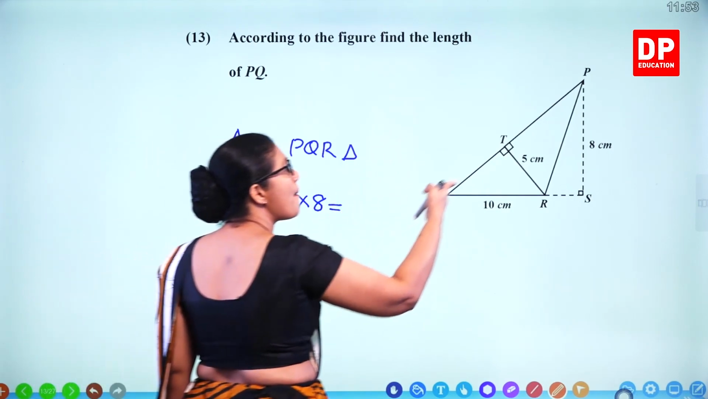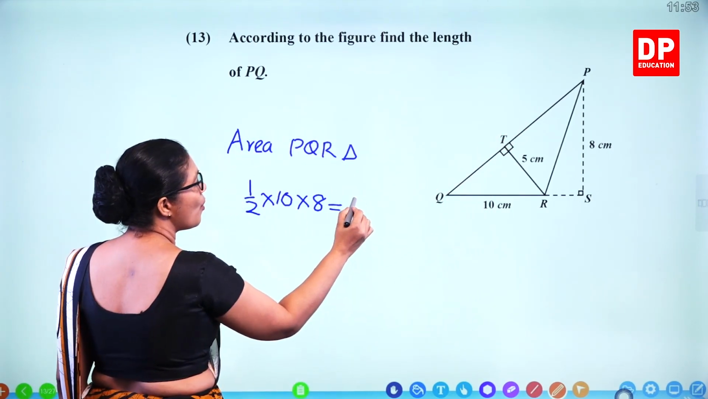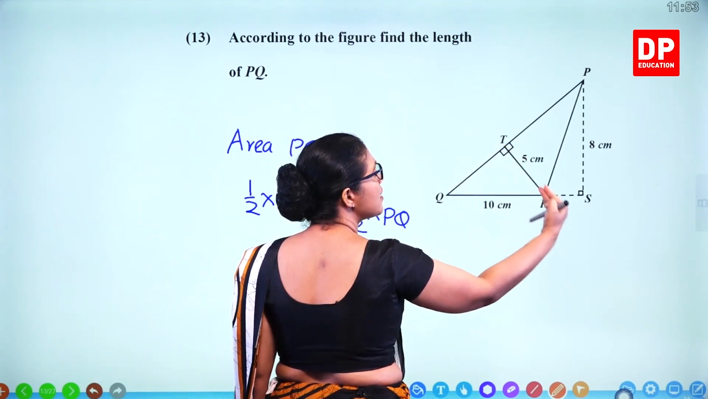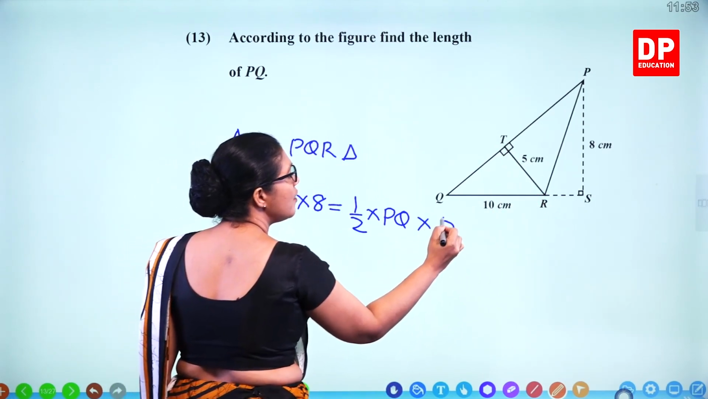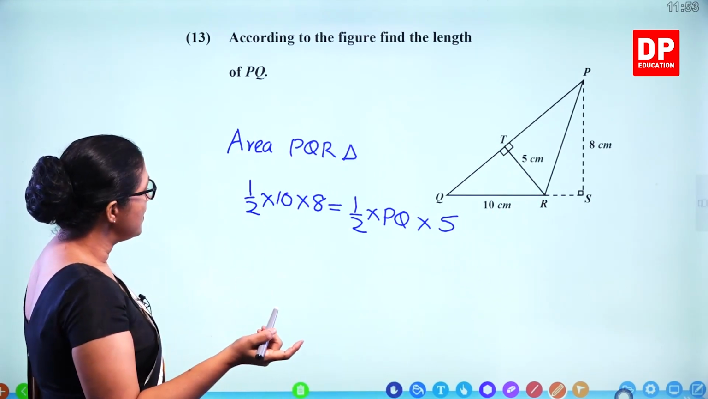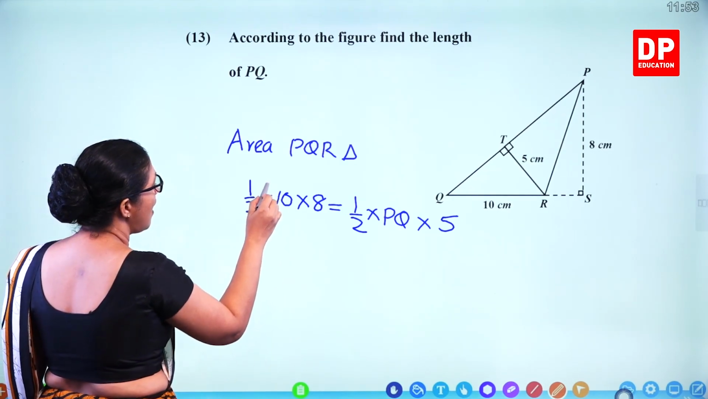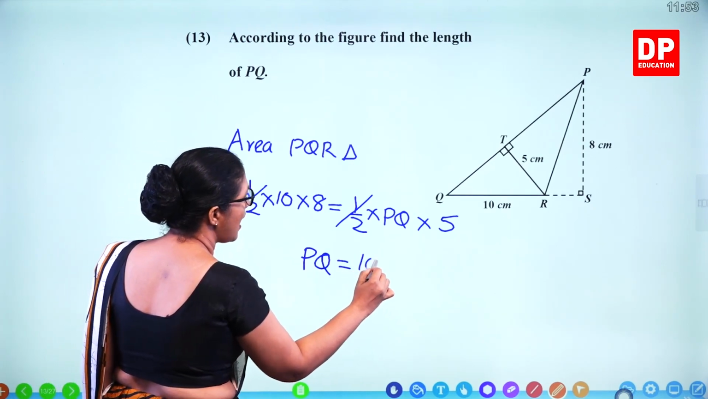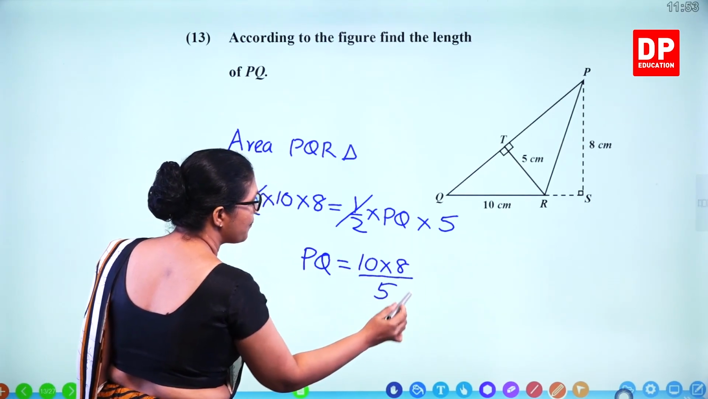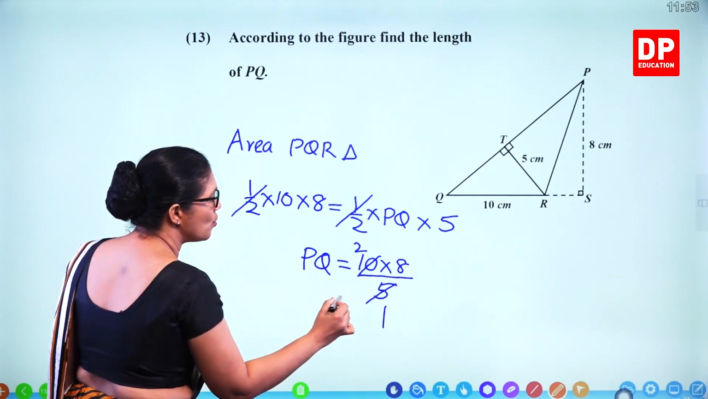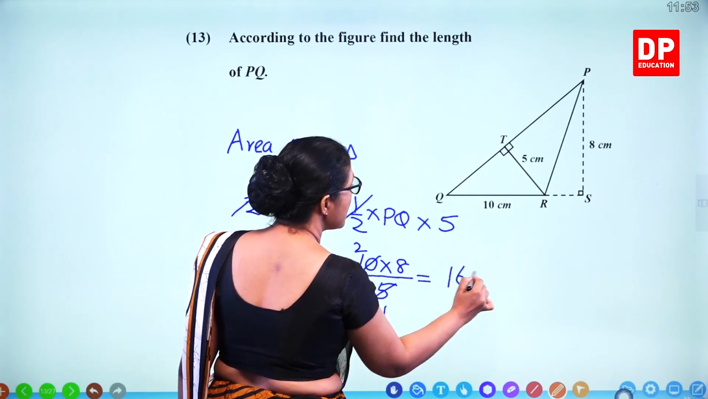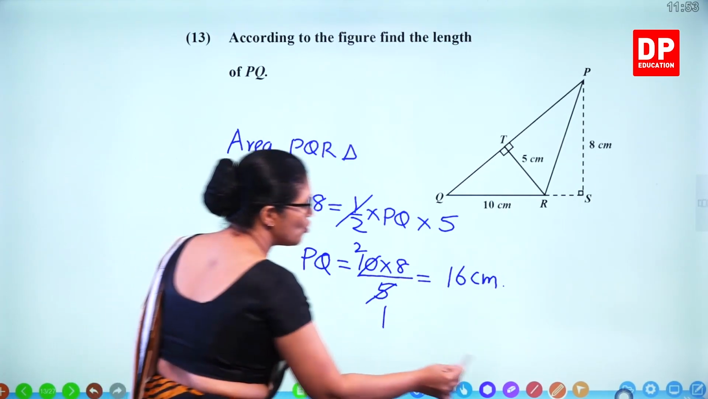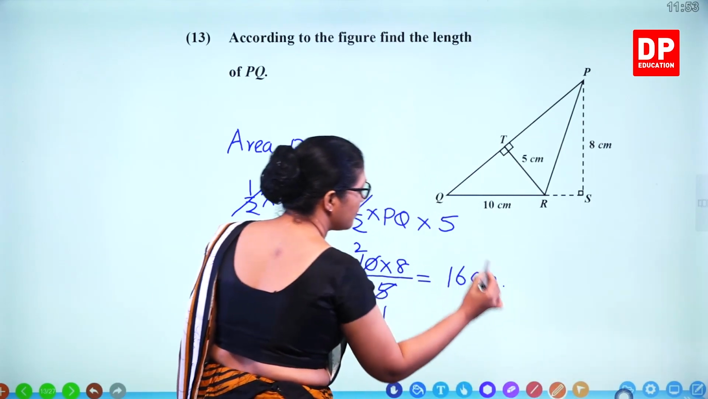We can take the base as PQ. Half into PQ. Then what's the perpendicular height? The perpendicular height is 5. Then you multiply by 5. So these are equal. You can simplify. Half gets cancelled out. So PQ is equal to 10 times 8 divided by 5. So 5 times 1, 5 times 2. 8 times 2, 16 centimeters is the PQ length. So you get 2 marks for this question.